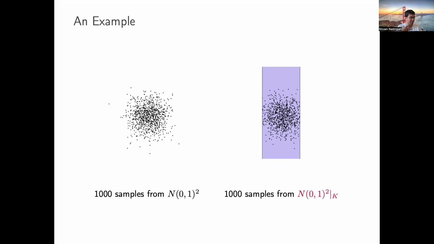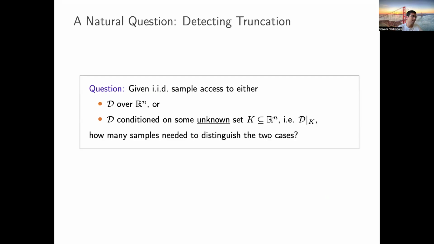A very basic question is whether you can distinguish between these two cases, or in other words, whether you can detect truncation. So the broad question which motivates this work is the following. Given sample access to either some distribution D or a truncation of this distribution D, how many samples do you need to distinguish between these two cases? And again, D sub K is just the notation I'll use for the truncated distribution.